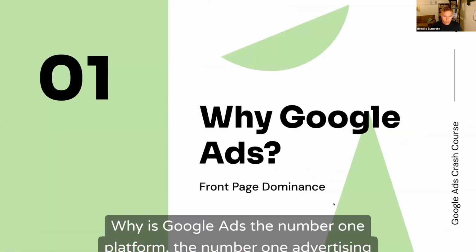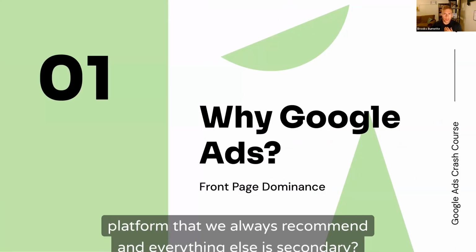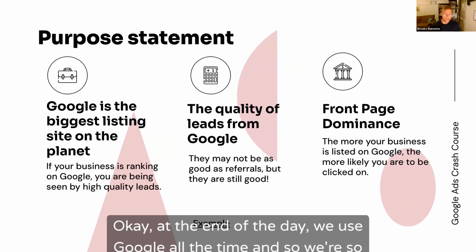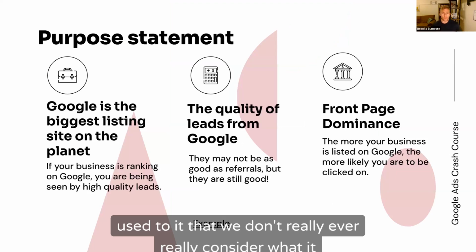Why is Google Ads the number one advertising platform that we always recommend, and everything else is secondary? Well, because Google is the biggest listing site on the planet. At the end of the day, we use Google all the time, and we're so used to it that we don't really ever consider what it is.